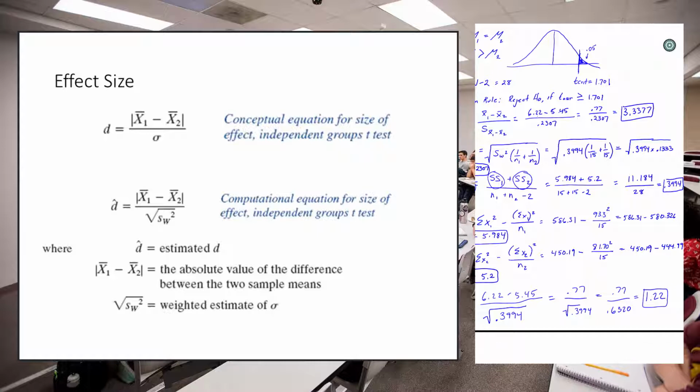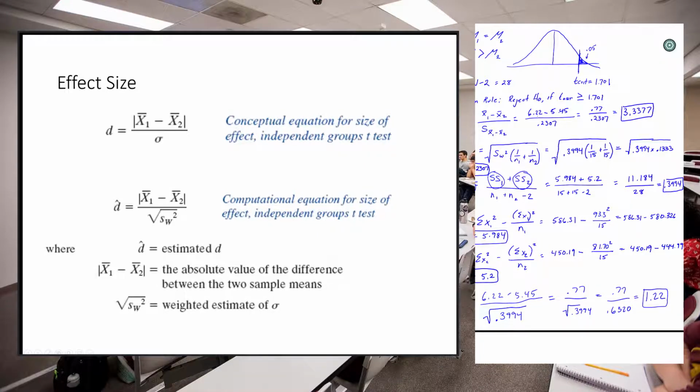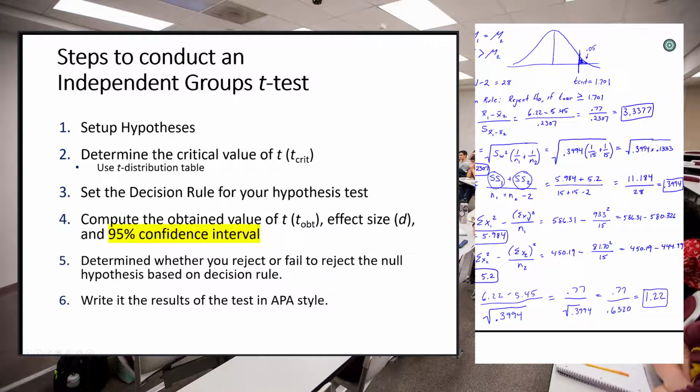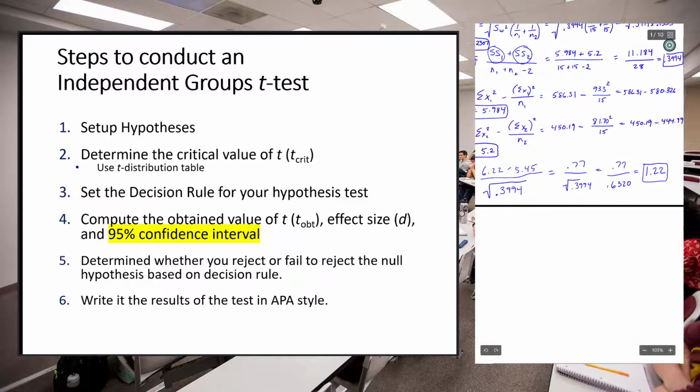Okay, so if you recall, going back to our chart of whether this is a small, medium, or large effect, this is a quite large effect. It suggests that the difference between these two means is essentially 1.22 standard deviations apart. So that's a considerable difference. Now we need to move on and conduct our 95% confidence interval.